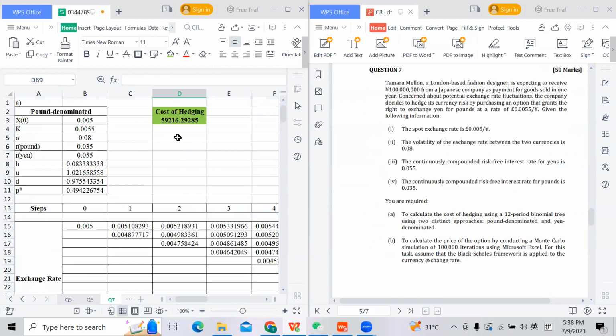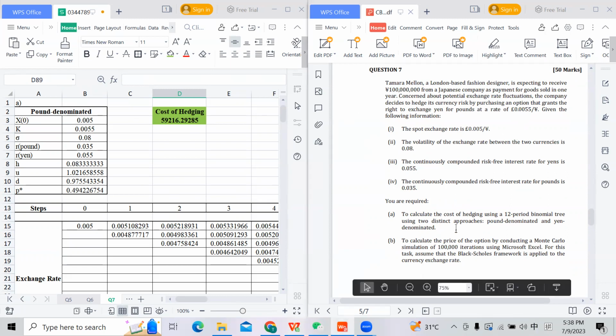In question number 7, we are given that Tamara Melon, a London-based fashion designer, is expecting to receive 100 million yen from a Japanese company. So we are the England person, and our domestic currency is pound.